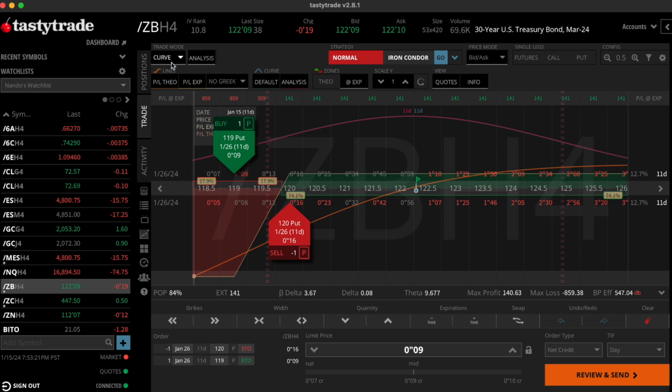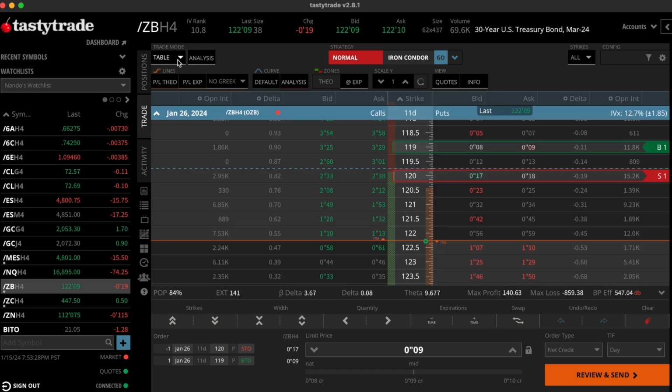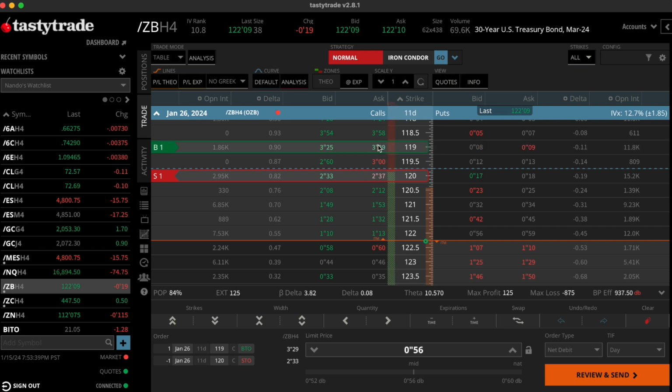Now let's get into the interesting part. People say, well, if you buy a bullish call spread here, you have time value working against you. I'm going to show you why that's not true, or time decay working against you is not true. So now notice what I did here is I'm buying the 119 call and I'm selling the 120 call.